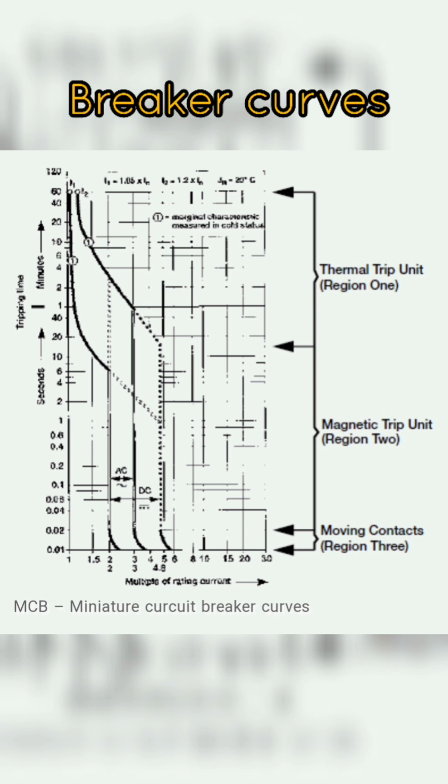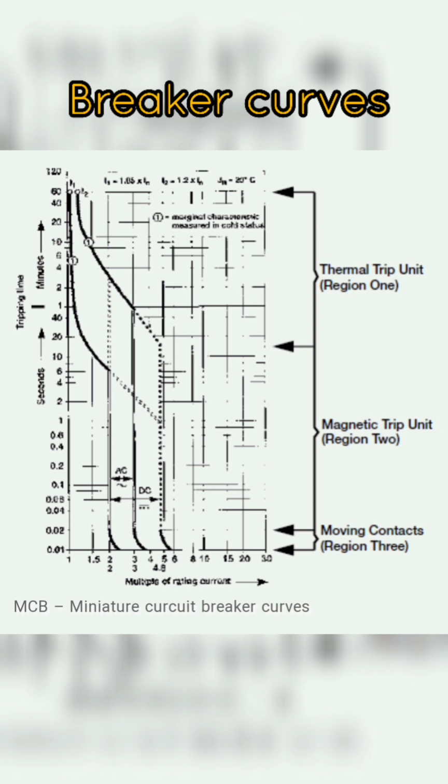Example using the curve above. If you had a 10 amp breaker, the magnetic trip element would interrupt a short circuit between 10 and 30 amps, 10 amp breaker x multiple of 2 and 3, in 2.3 to 2.5 milliseconds.